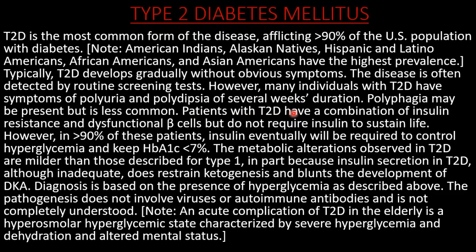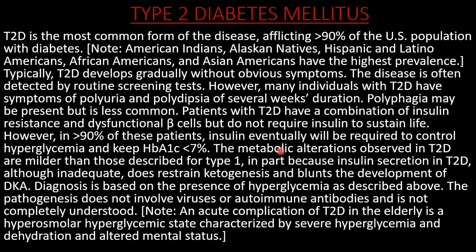Now, patients with type 2 have a combination of insulin resistance and dysfunction of beta cells, but do not require insulin to sustain life. That is why it can also be called non-insulin dependent diabetes mellitus. However, please note this, in more than 90% of these patients with type 2 diabetes, insulin therapy eventually will be required to control hyperglycemia and keep the HbA1c, that is glycated hemoglobin, concentration below 7%.